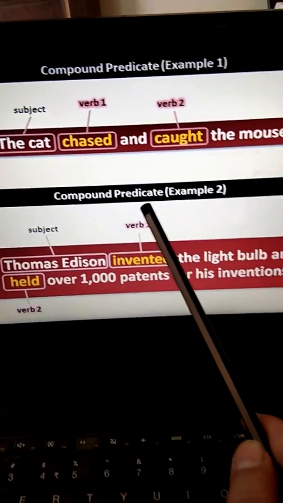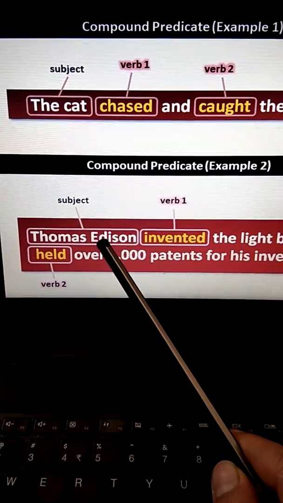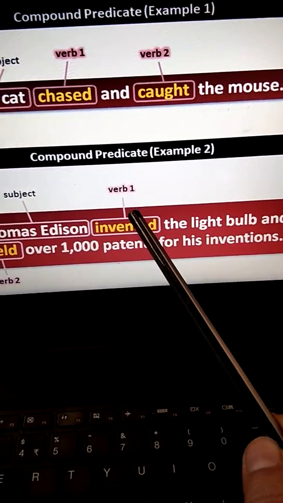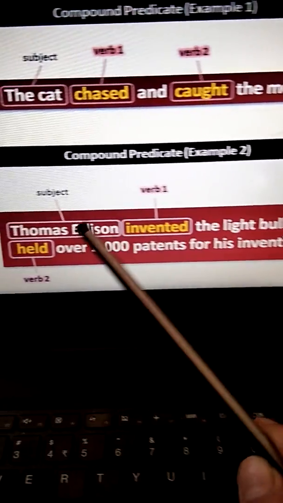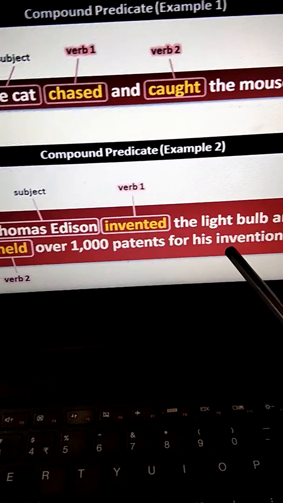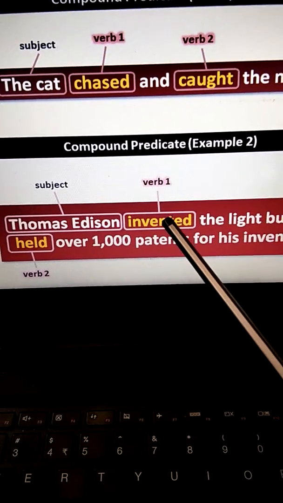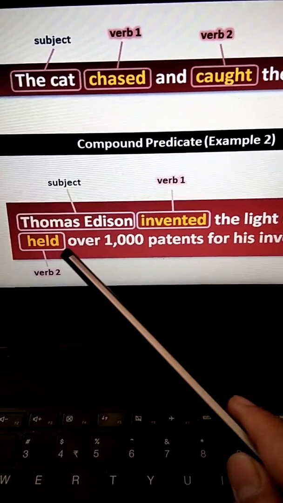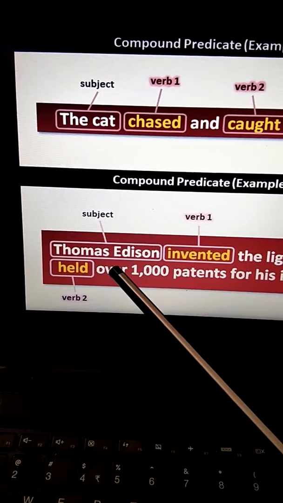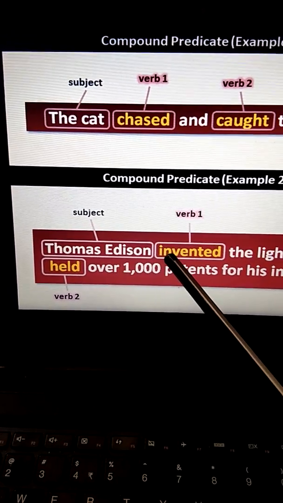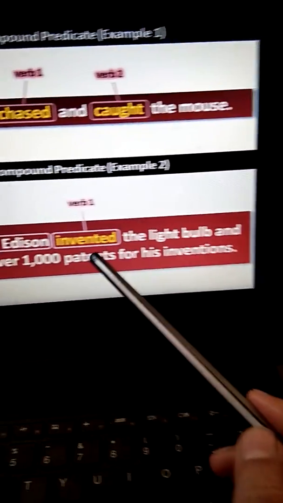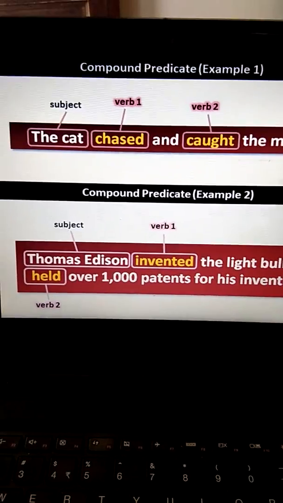Now let us come to second example. Thomas Edison. So this is the subject. Invented the light bulb. So what action did he do? Invented. And held over 1,000 patents for his inventions. So invented is one work that he has done, and second, he has held the patent also. So this is another work he has done. So two words joined by and. Thus it becomes a compound predicate. I hope it's clear till here.